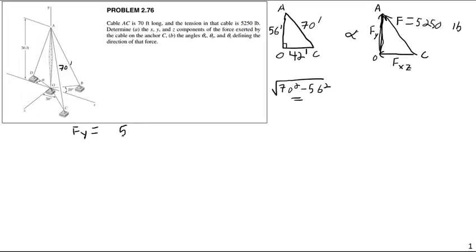be equal to 5,250 pounds times 56 over 70. Yep, no, sine actually. So 5,250 times 56 over 70. And that comes to 4,200 pounds.